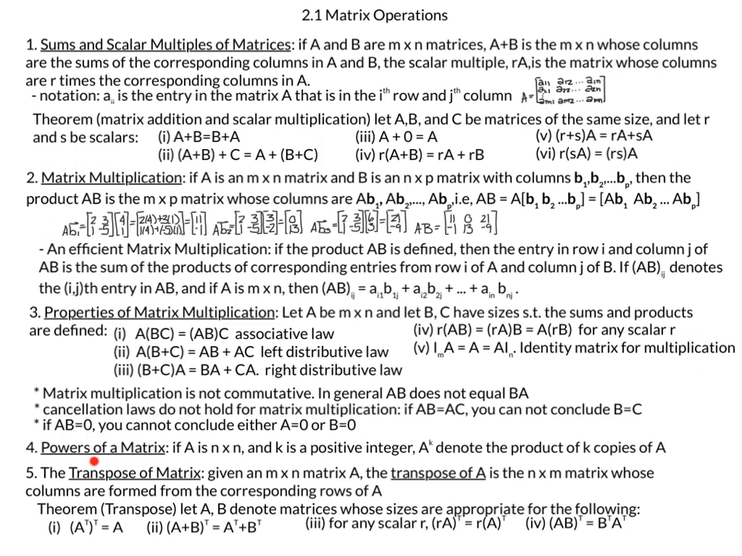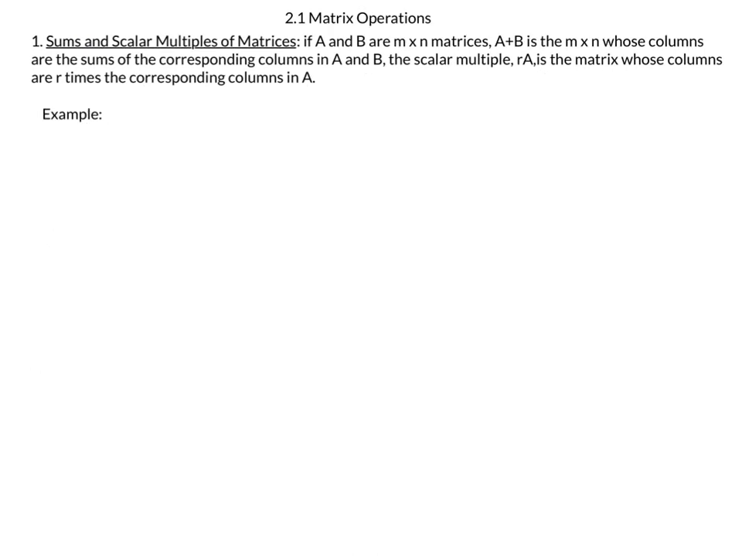Last, we'll talk about powers of a matrix. A to the K is just the product of K copies of A. And then we'll talk about the transpose of a matrix, where each row becomes a column. And then we'll look at different properties of the transpose. So that is our overview. So we'll back up and we'll start with sums and scalar multiples of matrices.